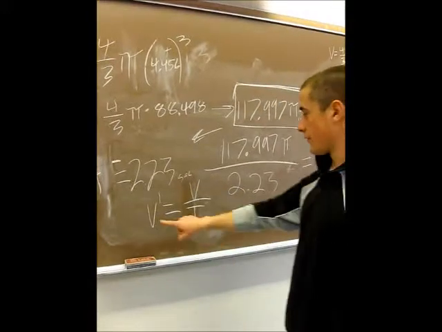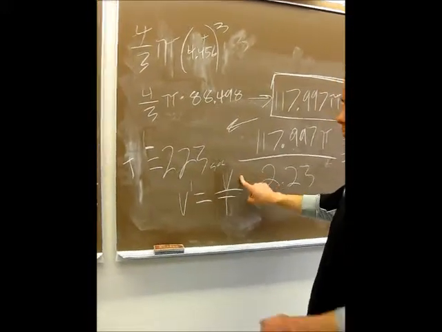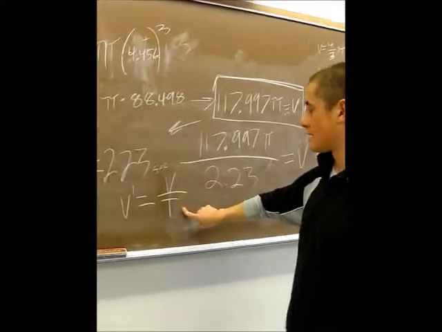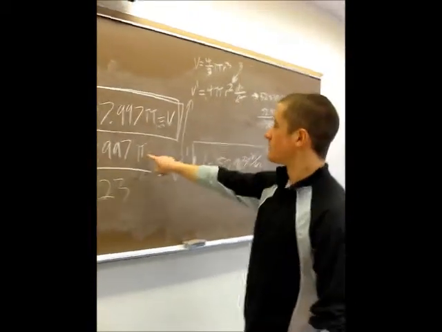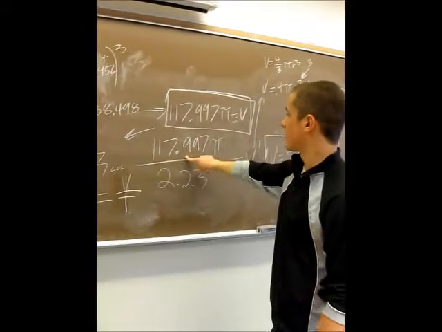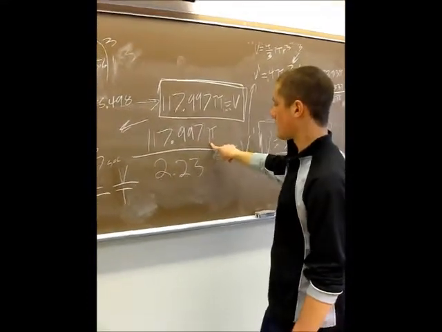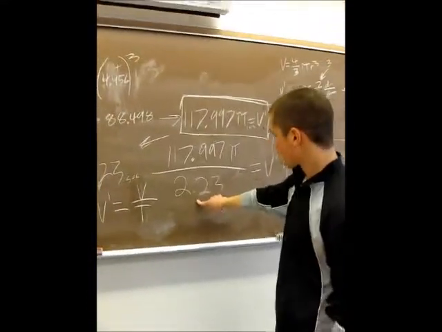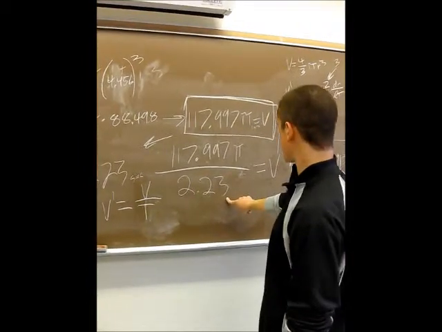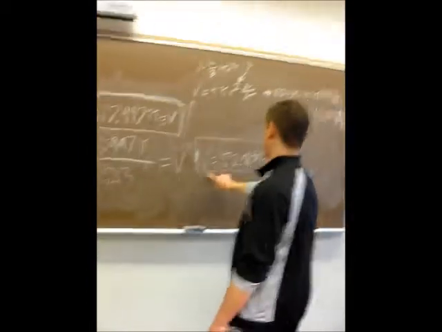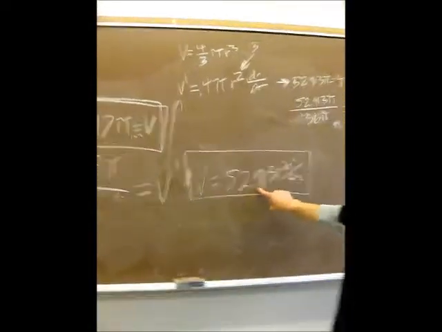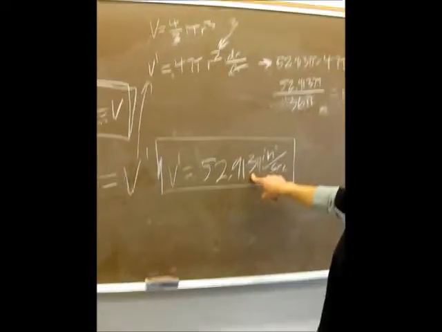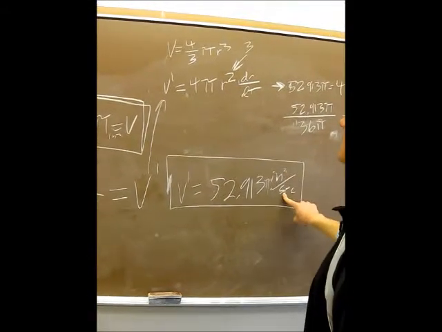And so we want to solve for V prime, which would be the volume when it started out divided by the time. So we'd be solving for cubic inches per second. The volume was 117.997 pi. So we divided it by the time, which is 2.23 seconds. And we found that V prime equals 52.913 pi inches cubed a second.